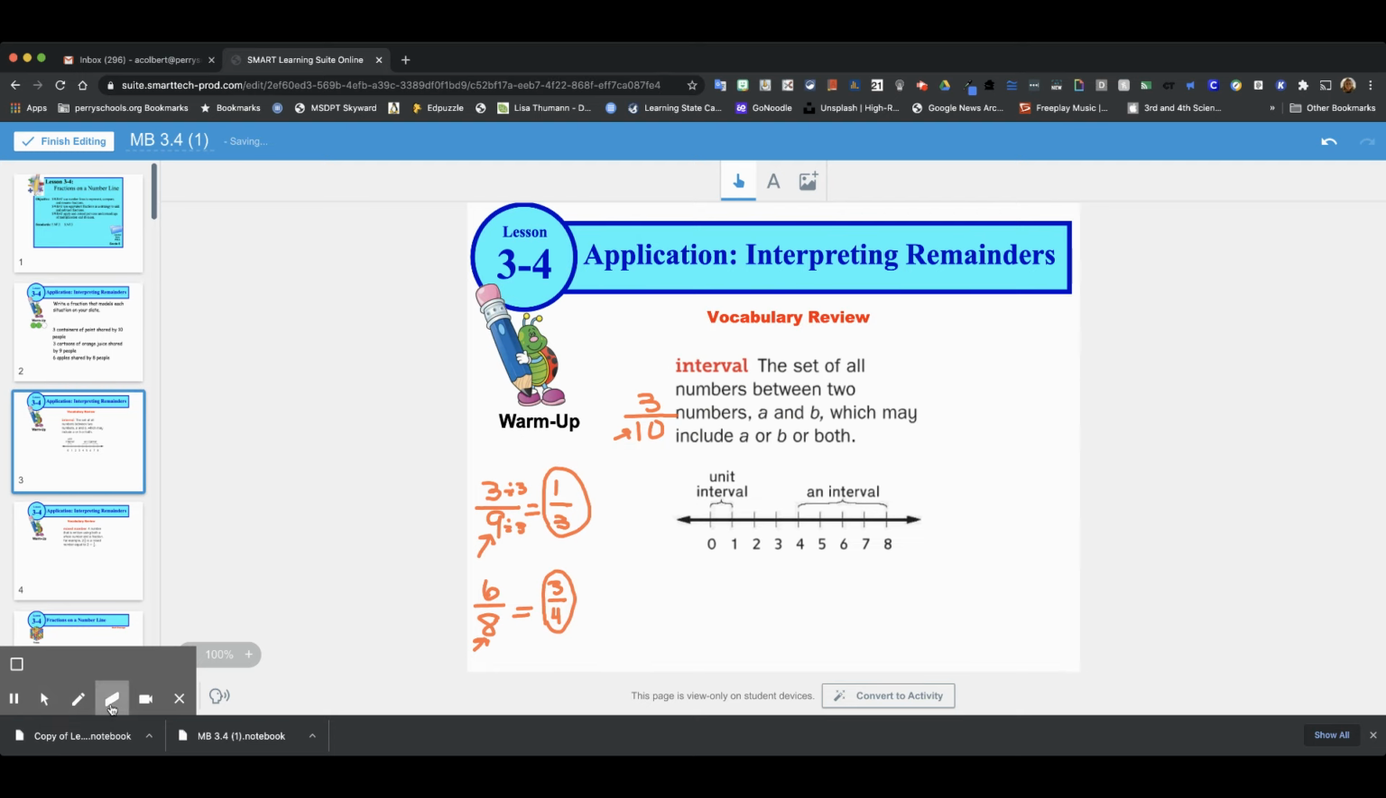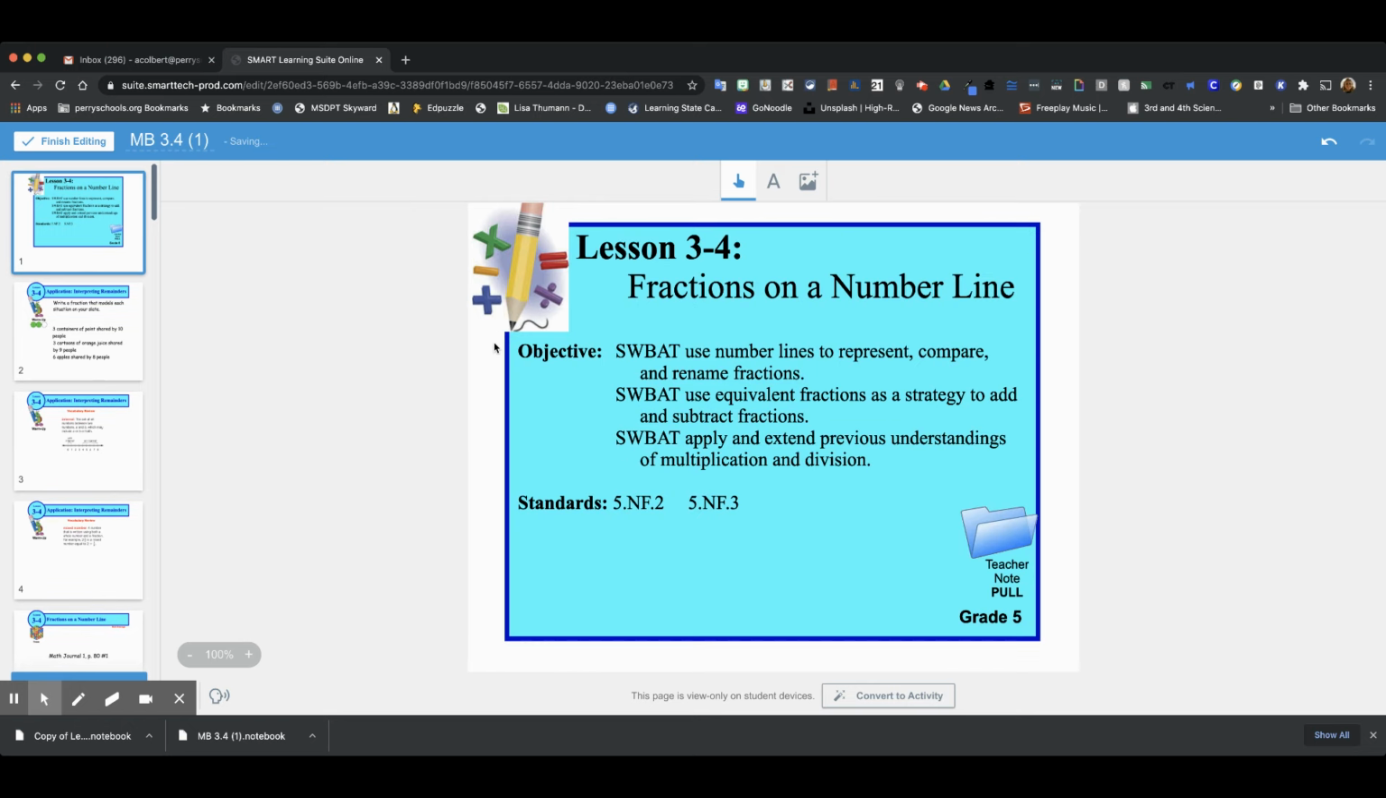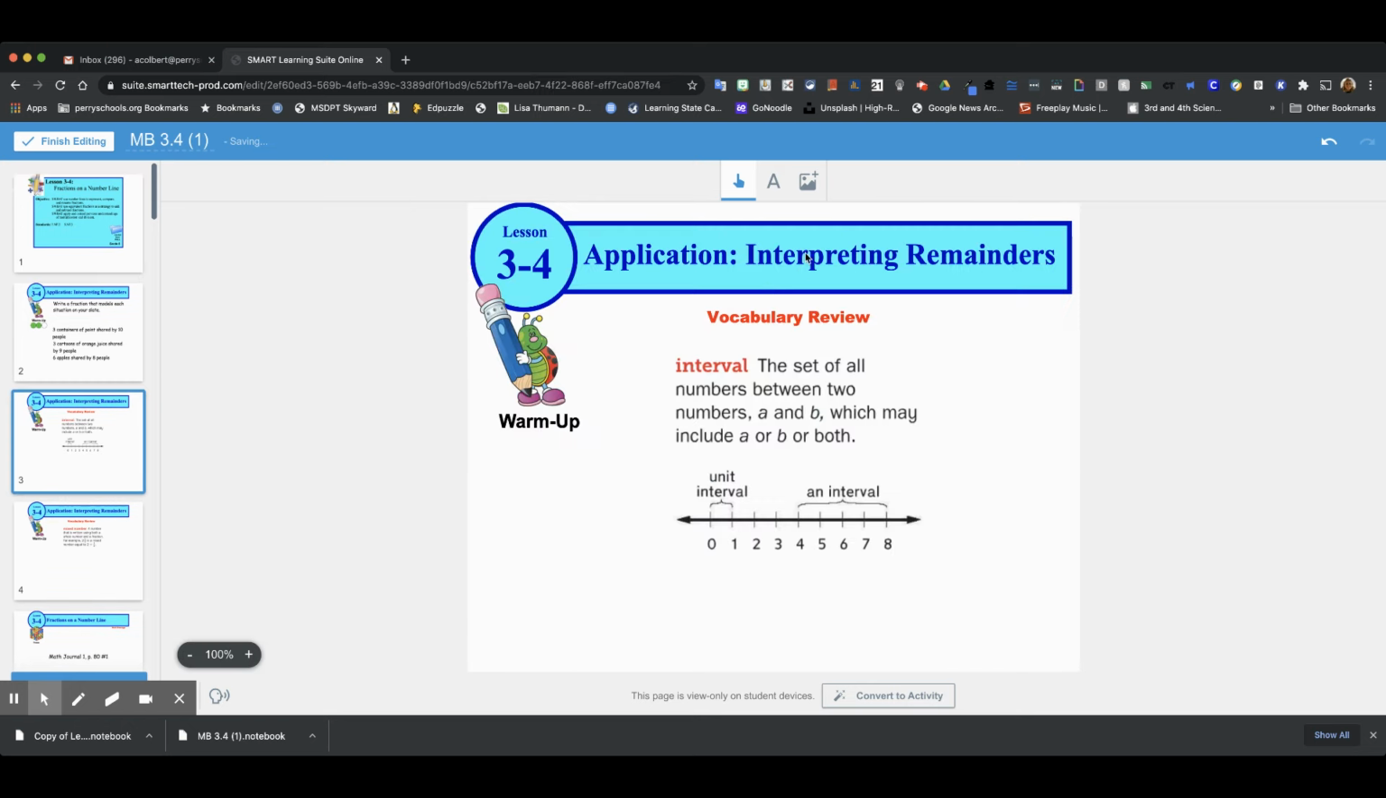As usual, we have vocab terms. First one is interval. So an interval is the set of all numbers between two numbers, A and B. Here is a unit interval. So here's 0 to 1, and you have stuff that's inside of this. You could also have an interval between the whole numbers, 4 to 8. If we look at 0 to 1, those would be part of a whole, or what we've been practicing, fractions, sorry.